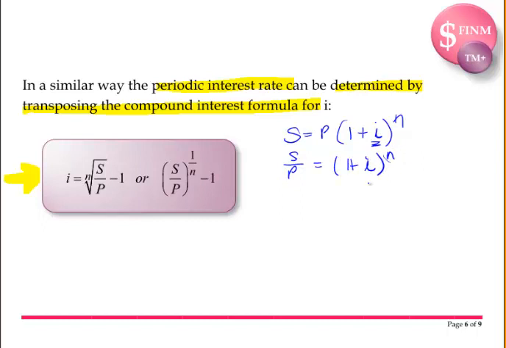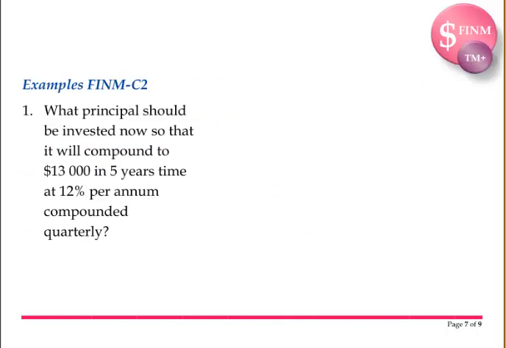To get rid of that n, I do the nth root up both sides, or put it as a power of 1 over n, same thing. We end up with that. To get i on its own, I just subtract that 1 from both sides. Okay? So let's look at an example.